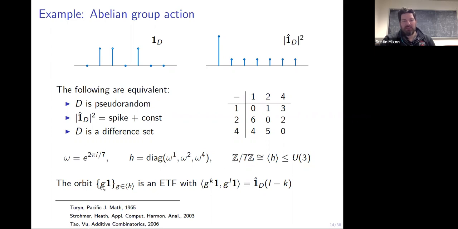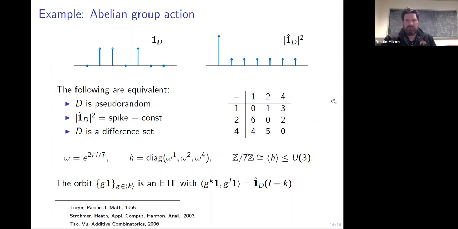And if you use those matrices to spin up the all ones vector, then you'll get an equiangular tight frame where the inner product between 2 members of the orbit equals the Fourier transform of this indicator function at the difference of those 2 exponents. So this spike plus flat behavior ends up corresponding to the sort of Gram matrix behavior we would hope for in an equiangular tight frame.